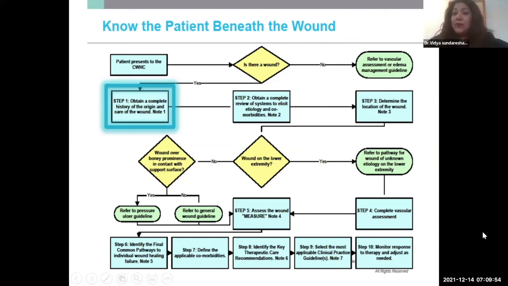So I'll jump right into management of patients with wounds. These are some algorithms which I borrowed from wound care, and we typically follow a stepwise approach.